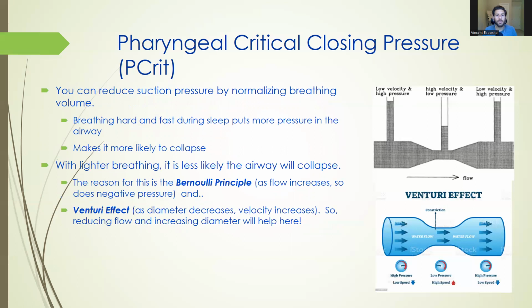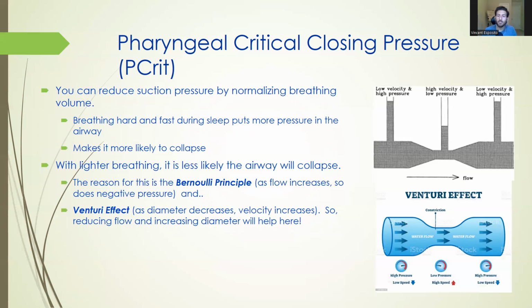So one way we can reduce that suction pressure, that negative pressure, is by normalizing the breathing volume. If we're breathing hard, if we're breathing fast, that's going to put more pressure on the airway, and it's going to make it more likely to collapse. With lighter breathing, it's going to be less likely to collapse. And this is where the Bernoulli principle and the Venturi effect come into play, because they both have a role when it comes to the physiology of how we breathe.